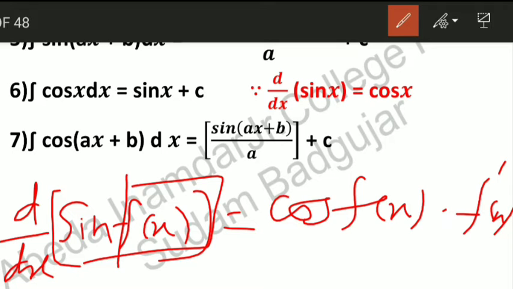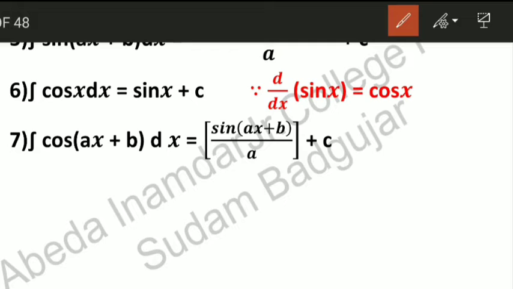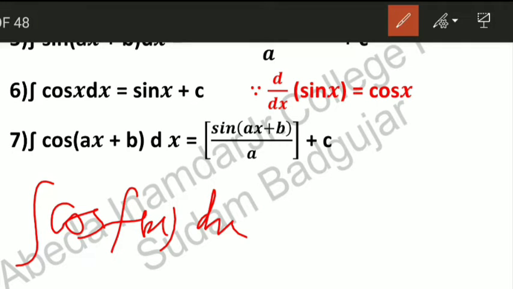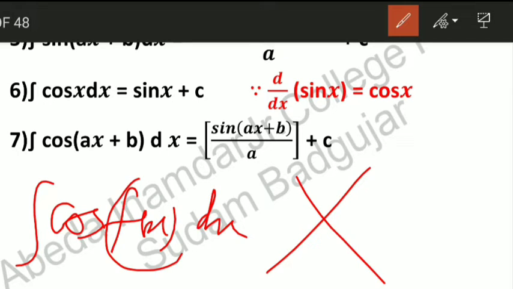But in the case of integration, integrating cos or sin of f of x with respect to x is not possible. We cannot find this where f of x is any function except x or linear. So, what is the standard formula? In the standard formula, the angle should be x or linear. If it is not linear, then you must apply the substitution method.